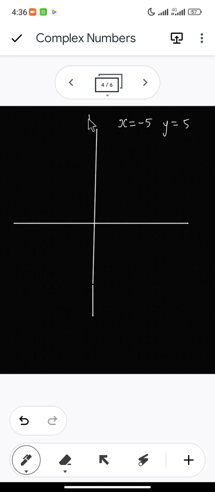So this is your positive x, this is your positive y, this is your negative x, and this is your negative y. Now if you're meant to plot this on a graph, this is what's going to happen.